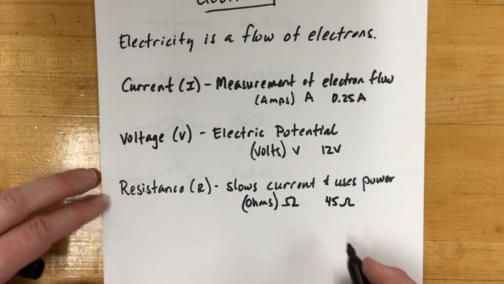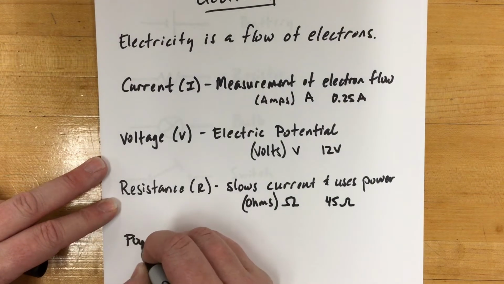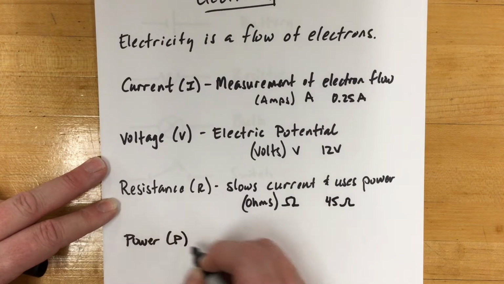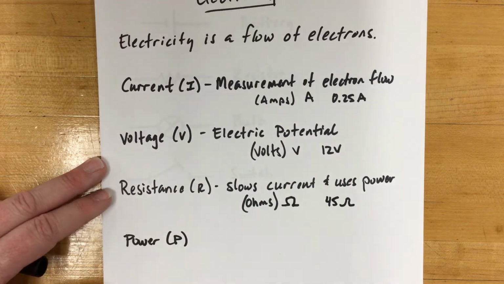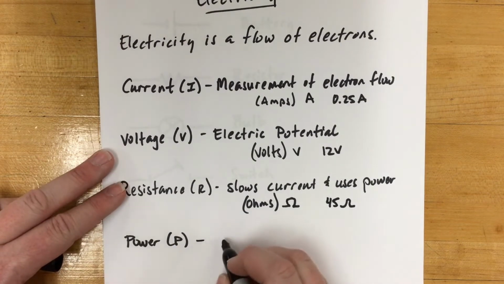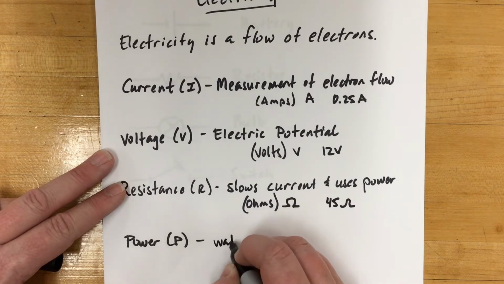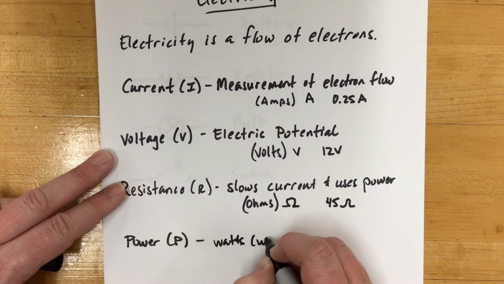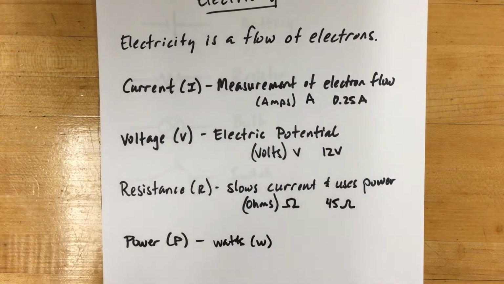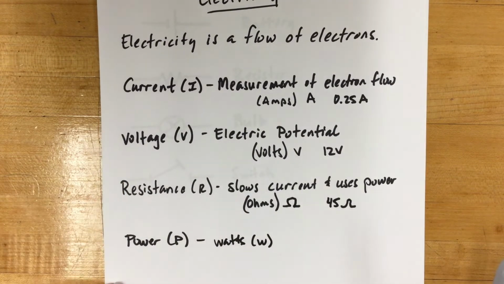The other thing that will come into play a little bit later is power. That's represented with a P. We've used power before, and we're going to measure that with our watts still. So we have watts, and that's represented with a W. And power ends up being the output of what we're doing.